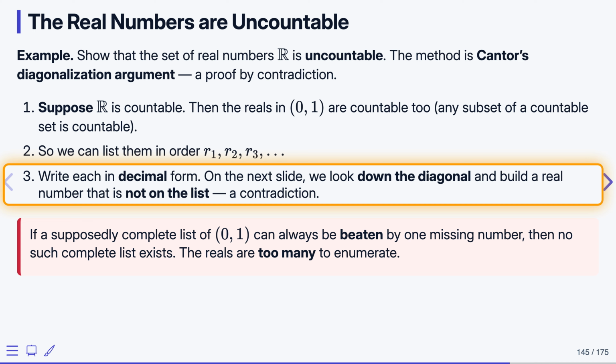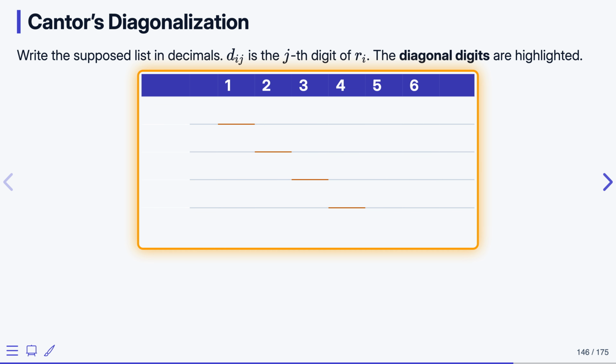Then, on the next slide, we look down the diagonal of this list and build a new number that cannot be anywhere on it. That is the contradiction, and it tells us the reals cannot be listed at all. This is the heart of the argument.